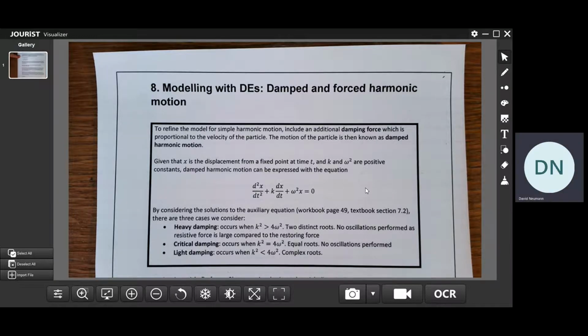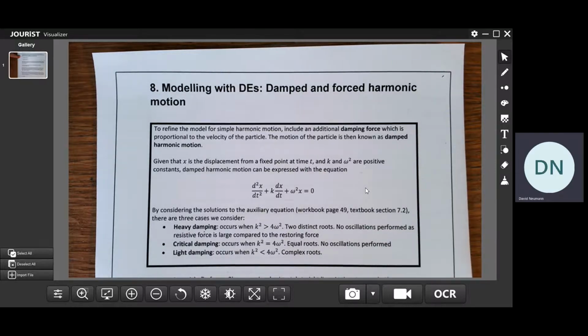So you've got a list in your course workbooks here. This is heavy damping. It's also called over damping. That's when the discriminant of our auxiliary equation is positive, and we have two distinct roots. Critical damping is when we've got equal roots, the discriminant is 0, and light damping or under damping is when we've got complex roots to our equation. I think that's it for the moment.